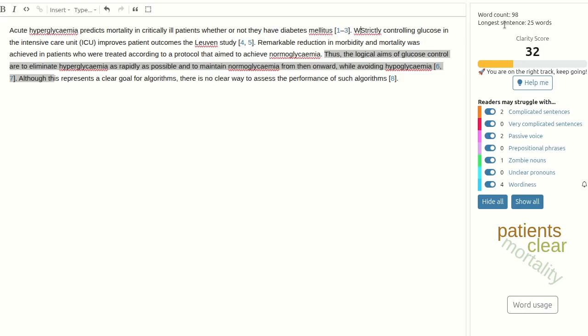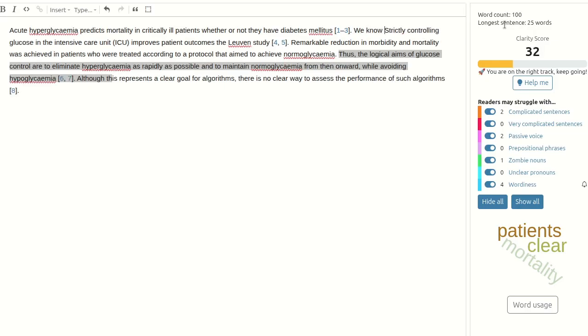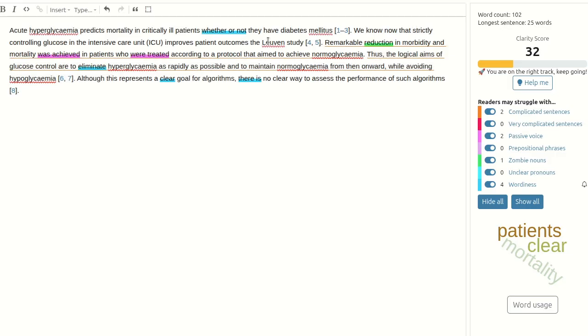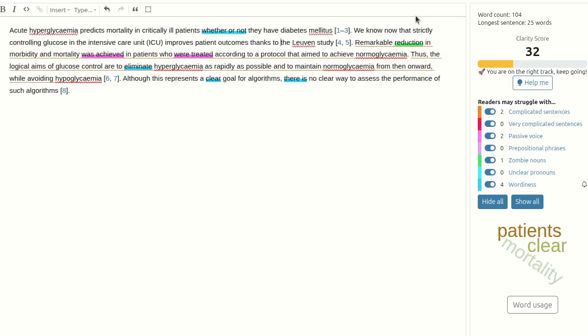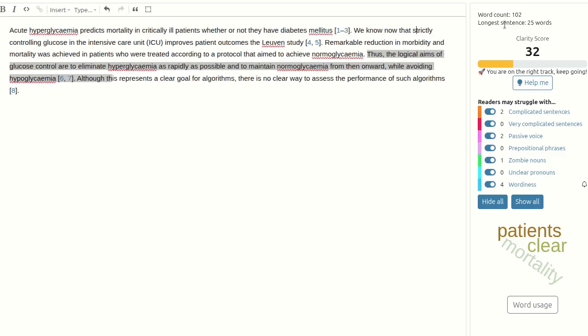There's actually an easy way to start this. You can simply say, we now know, or you can say we know now, that strictly controlling glucose improves patient outcomes. And why do we know that? Thanks to the Leuven study. Now, this is what you can do if you really want to name that study within the sentence.